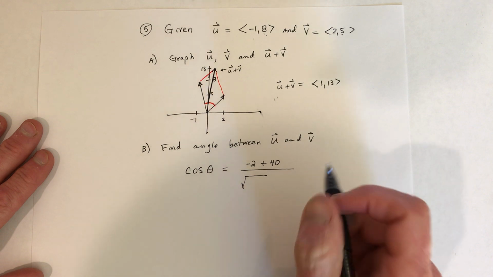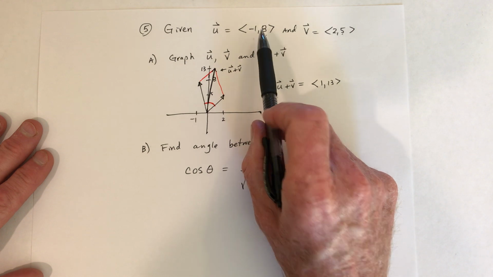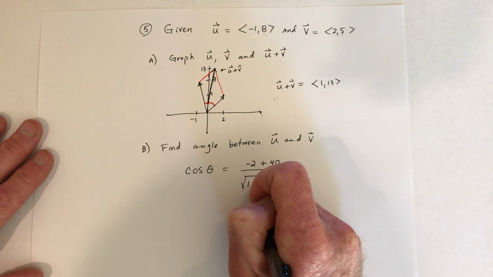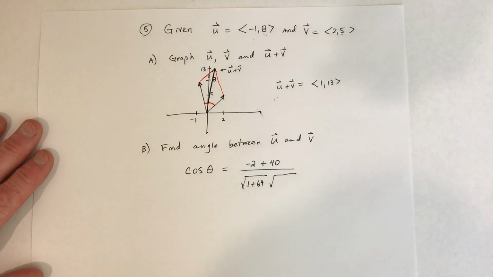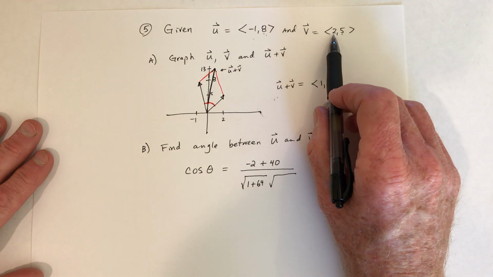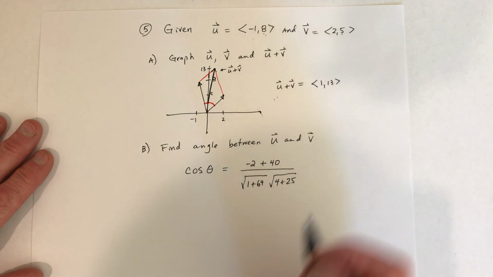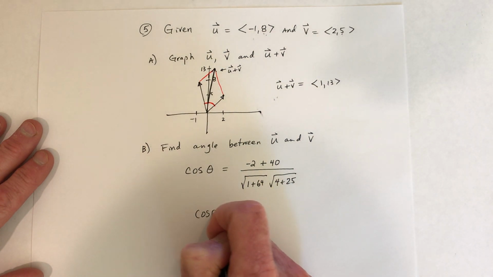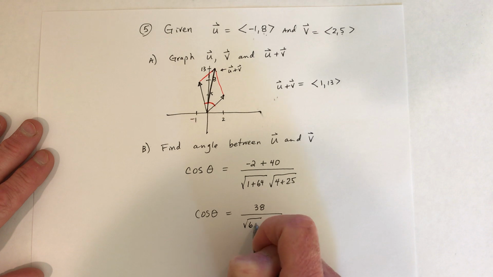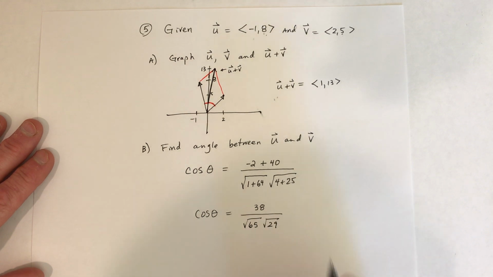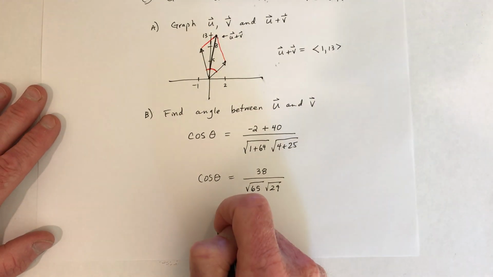And then you find the length of each vector. So the length is going to be the square root of each component gets squared. So -1 squared will be 1, and 8 squared will be 64. And then you do the same thing with this, which is going to be 2 squared is 4, 5 squared is 25. So then it says cosine of theta equals a +38 on top, and then the square root of 65, and the square root of 29 on the bottom. Then all that's left is do cosine inverse.